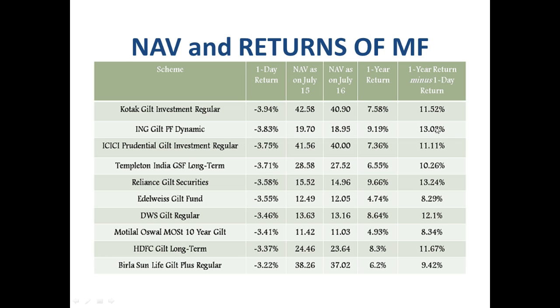We can see over here that even the fund which is having the lower NAV, like ING Gilt PF Dynamic Fund, having the NAV of 18 rupees, has given 13% return, and the Kotak Gilt Investment Regular Fund having the NAV of 40 rupees has given only 11% return. So it has nothing to do with the return.